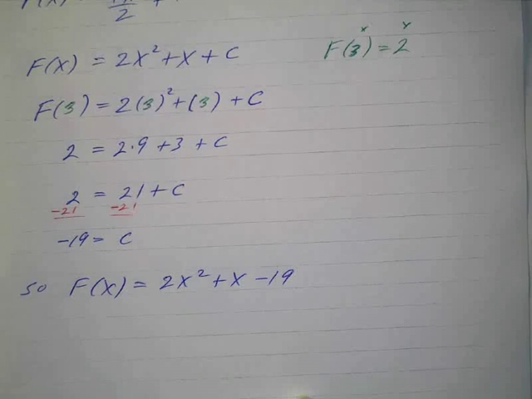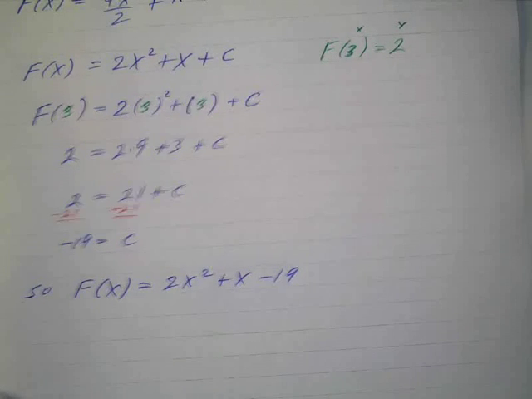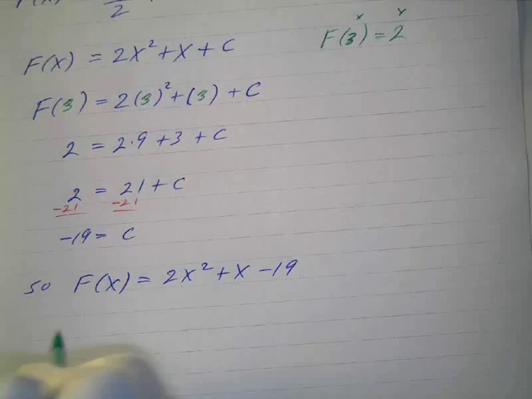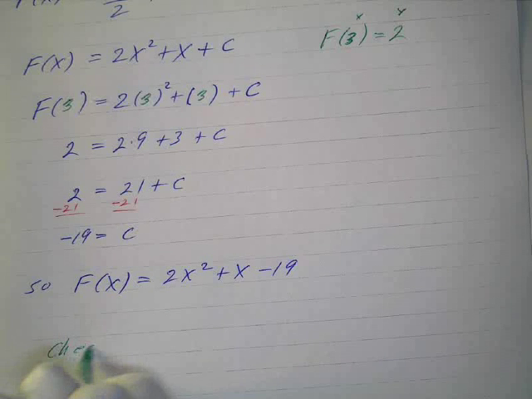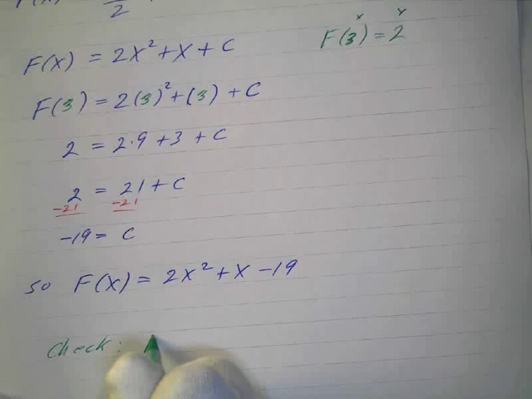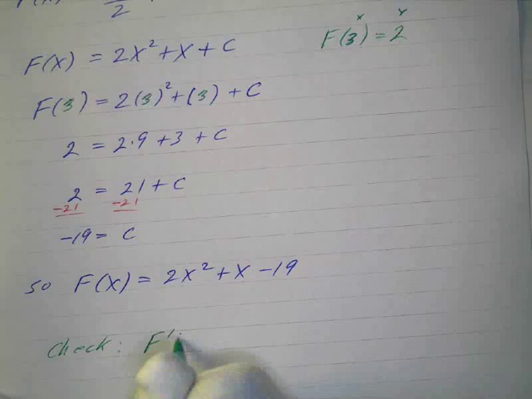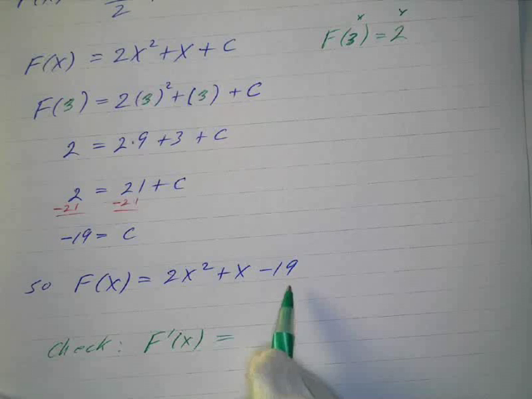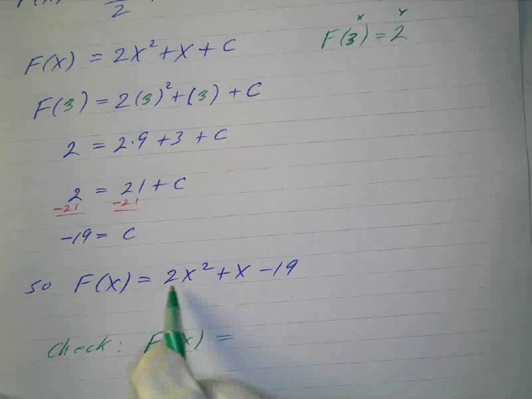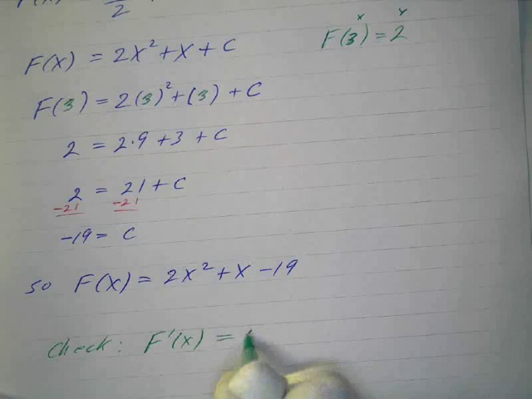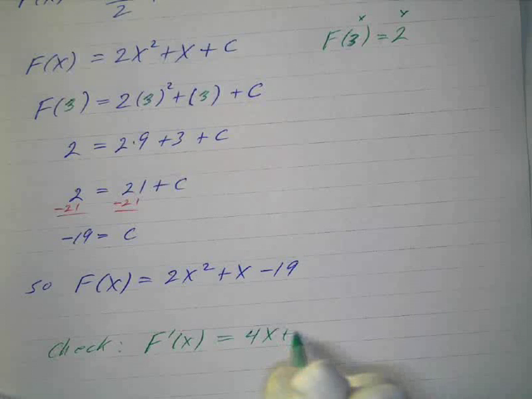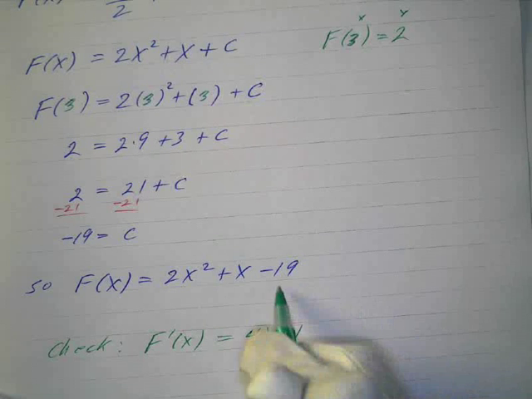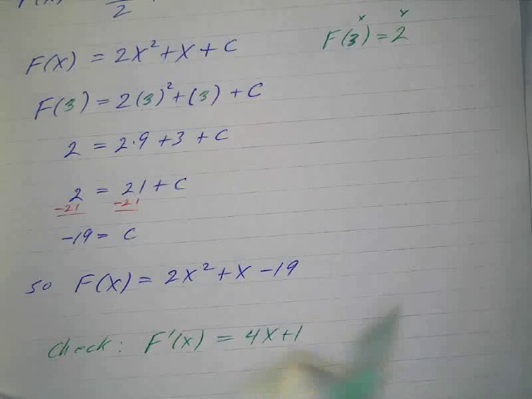Now you can check this. It's real easy to check it. Let's take capital F prime of x. So if I take the derivative of this, what do I get? I get 4x plus 1 minus 0. So that looks about right.